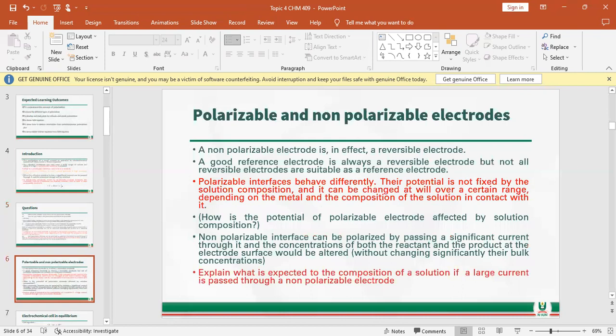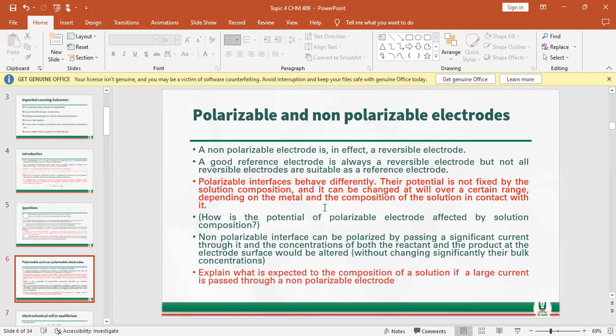Polarizable and non-polarizable electrode. A non-polarizable electrode is in effect a reversible electrode. A good reference electrode is always a reversible electrode, but not all reversible electrodes are always suitable as a reference electrode. Polarizable interfaces behave differently. Their potential is not fixed by the solution composition, and it can be changed at will over a certain range depending on the metal and the composition of the solution in contact with it.